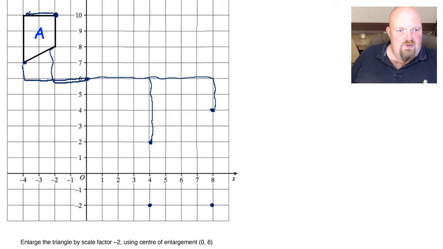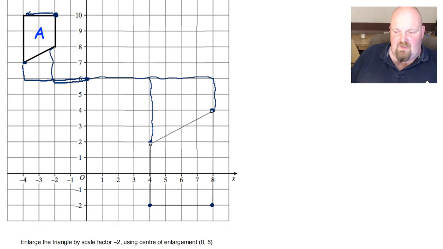Okay. So once I've done that, I can then join my sides up, just like so. So one there, one there, one there, and the final one going back to the beginning, which is there.